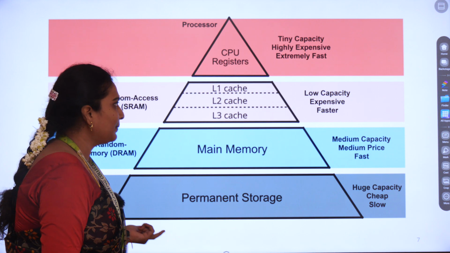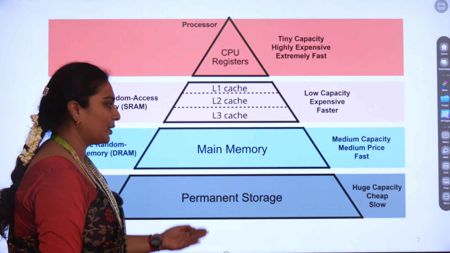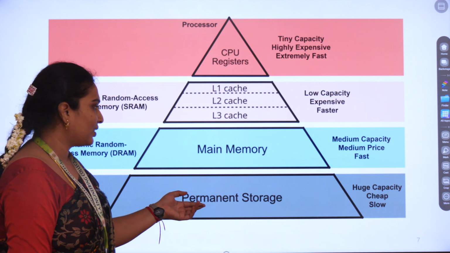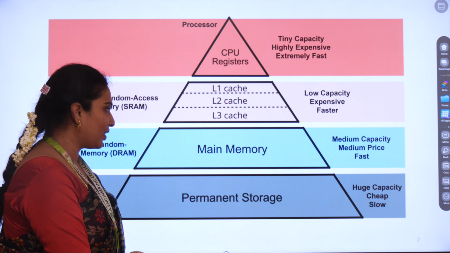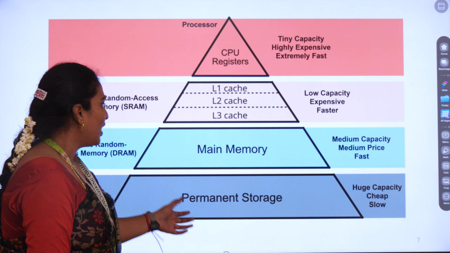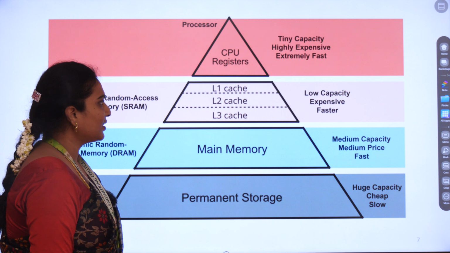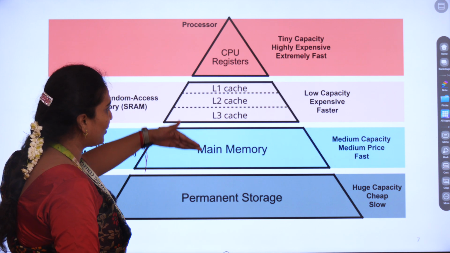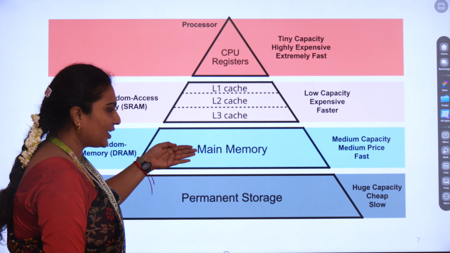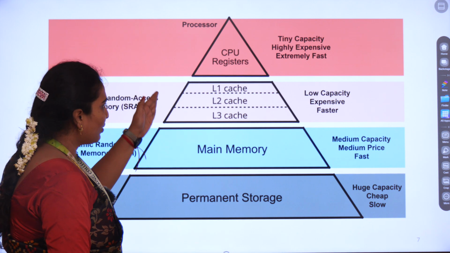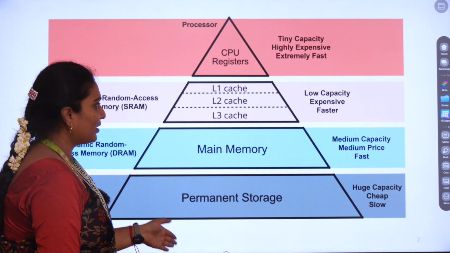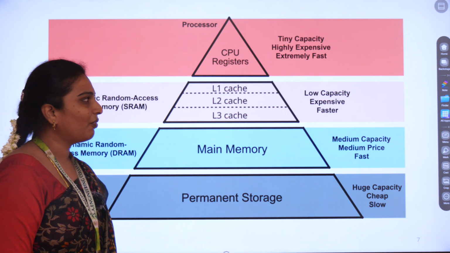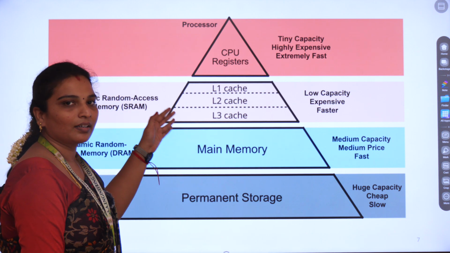Now at the bottom level of the memory hierarchy, we have permanent storage, that is nothing but hard disks and solid state drives. The capacity of permanent storage is higher compared to all other layers. The diagram is represented in a triangular manner. Why? Because compared to the previous layer, the capacity increases as we go down. When the capacity increases, the performance decreases, and as we go up, the performance increases. So these are the levels of memory. Now we will see each level in detail.